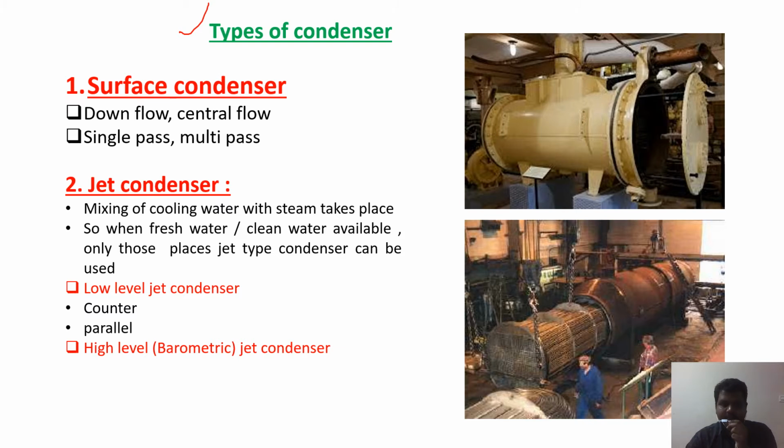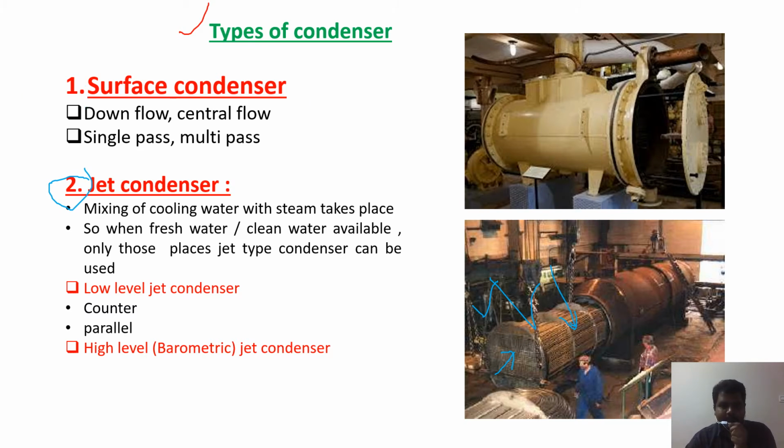Now let us see types of condensers. There are mainly two types: surface condenser and jet condenser. In a surface condenser, there is no direct contact between the steam and water. For example, a shell and tube heat exchanger. As you can see here, this is the shell and tube heat exchanger. Here the steam will flow over the tubes. Inside the tubes the water will flow. Due to the temperature difference, the steam will be condensed. Here there is no direct contact between the steam and water. That is a surface condenser.